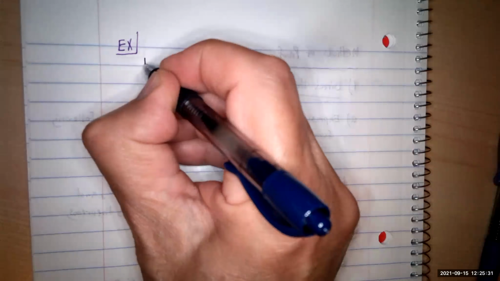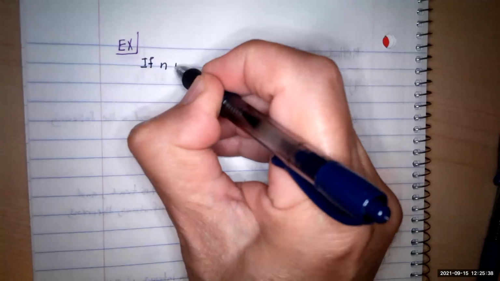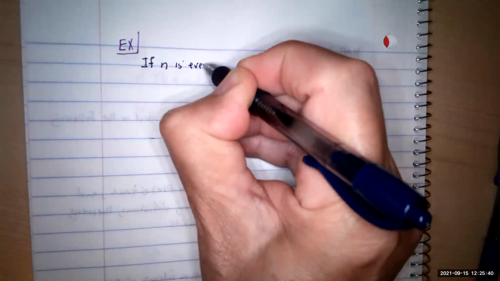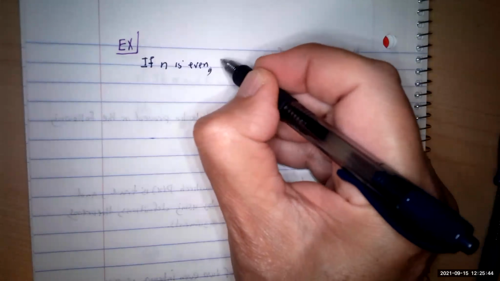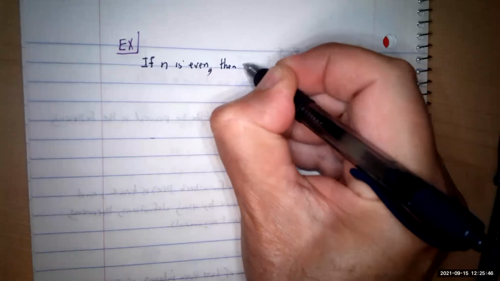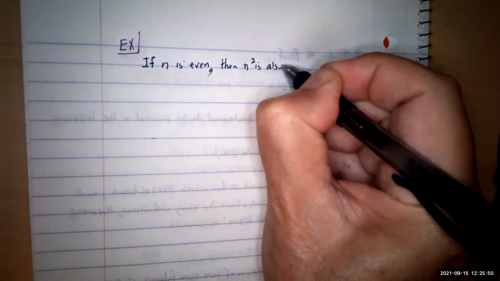Let's take another one. You need this type as well, and you can do it with this method. So don't worry, for the other methods there are quite a lot to do. If n is even, an even integer, then we want to prove that n squared is also even. That would be very useful. You can use it in future anytime you like.